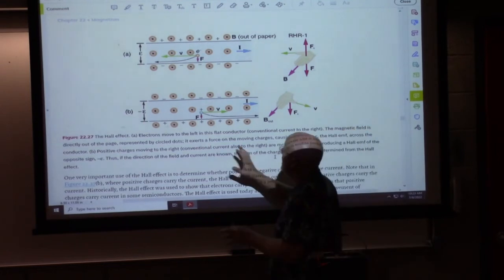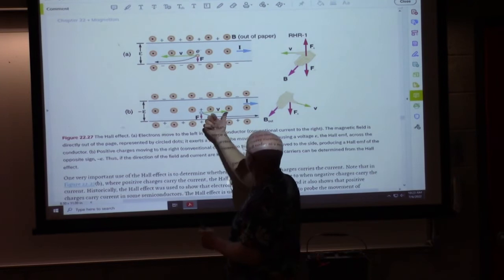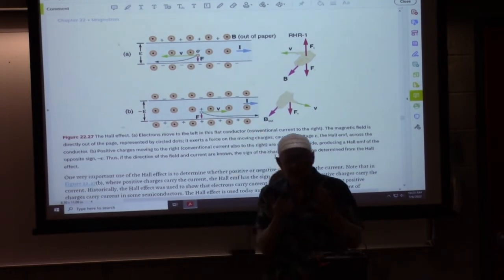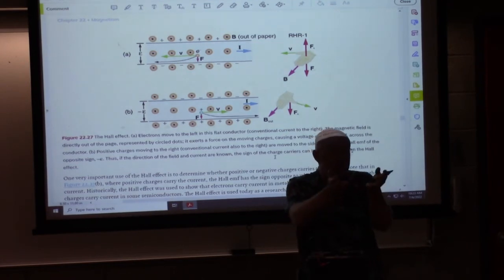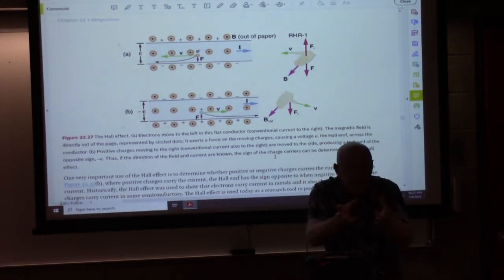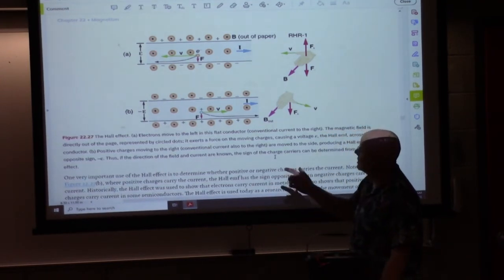Because as I said, if negatives go this way, that gives you a current this way. If positives go this way, it gives you a current that way. And so if you only focus on electronics, you can never figure out what is moving. But when you throw magnetism into there, and this is the Hall effect, he says, watch this for a moment.